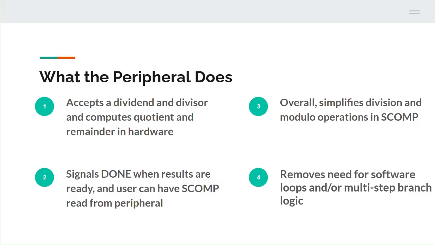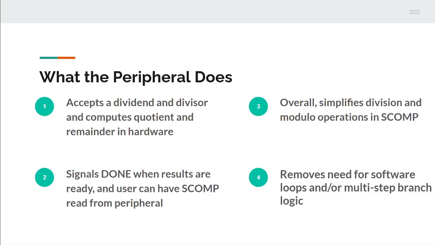Our peripheral provides fast hardware division and modulo inside the SCOMP architecture. It accepts two unsigned inputs, a dividend and divisor, and it computes two outputs, the quotient and the remainder. Functionally, this unit replaces the need for software loops and subroutines that a typical SCOMP program would need to perform division or modulo. Instead of dozens of instructions, we reduce the entire operation to a single hardware request followed by a done flag. At a conceptual level, the peripheral works like this.